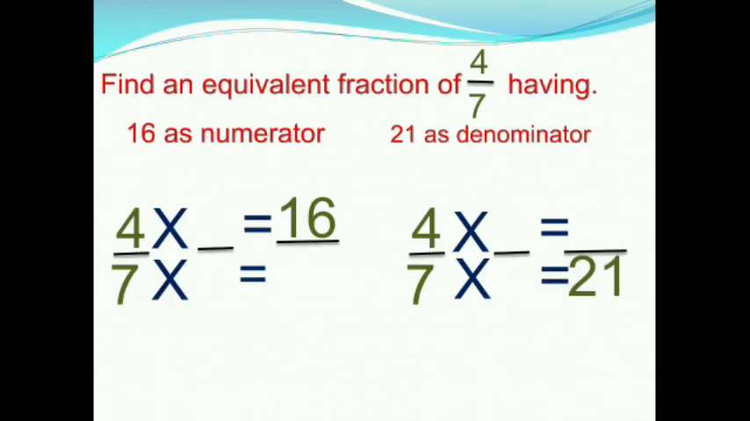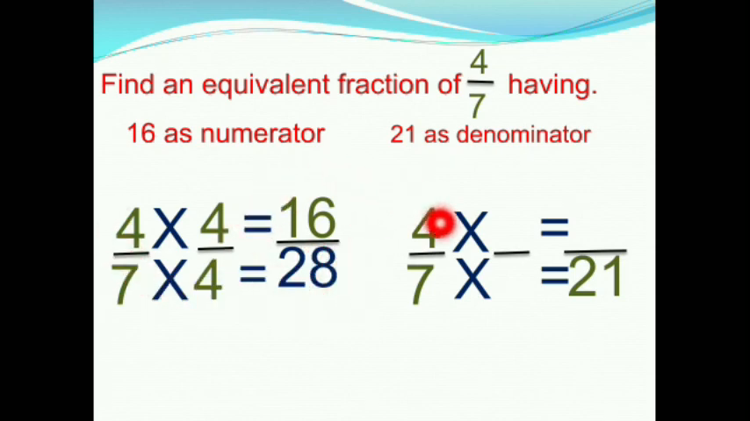Children, now we should find the numerator or the denominator. Here the question is 4 by 7. The numerator should be 16. In 4 tables, where do we get 16? Yes, 4 fours are 16. So we should multiply the numerator and denominator by 4. 4 fours are 16. 16 is already given. 7 fours are 28. So the equivalent fraction will be 16 by 28.